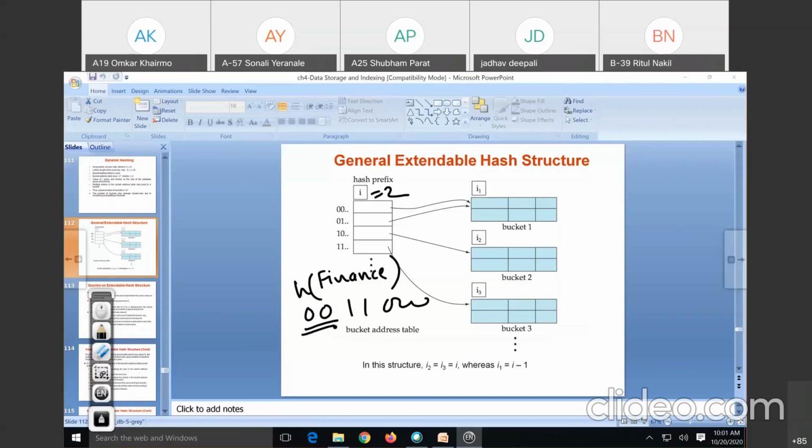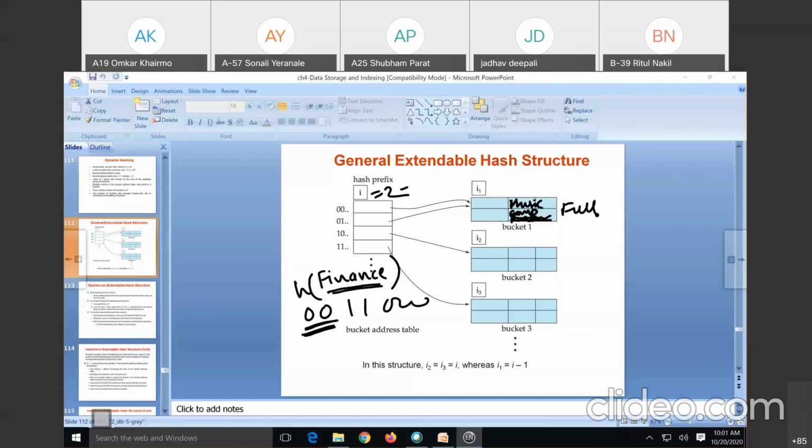Okay. So suppose we want to insert a new record with the finance department as the search key. Compute h of finance, it gives some hash value. Here i is equal to 2. So consider the first 2 bits, follow the pointer. Now suppose there is space here, where music is stored, so I store finance here. But here there is already some record, the bucket is full. There is no space. So what do we need to do here? We need to split the bucket.